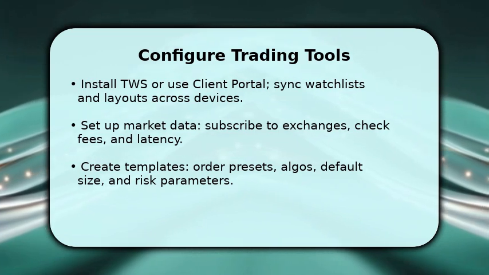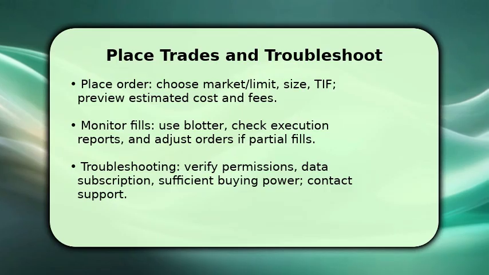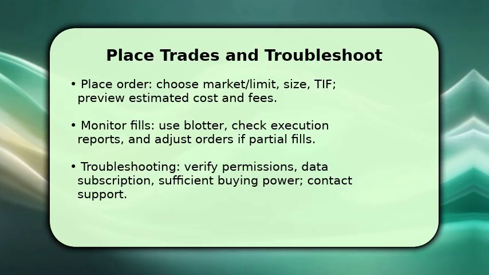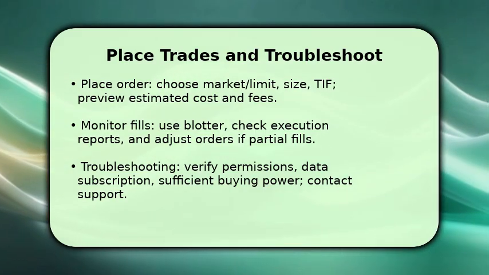You place your first trades by selecting the symbol, choosing order type, entering size, and reviewing estimated costs and fees, then submit. Monitor your blotter and execution reports for fills. If you get partial fills, adjust order price or split orders.